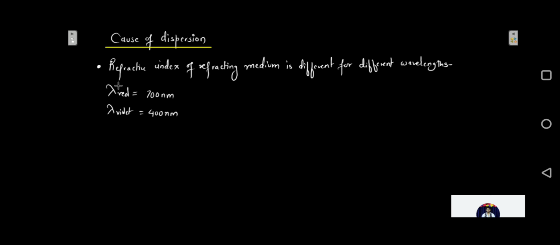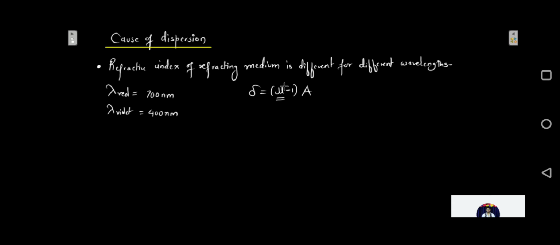Since the refractive index is going to differ, the angle of deviation is also going to differ, because of the relation we have just studied, delta is equal to (mu minus 1) into A. So the angle of deviation depends upon the refractive index. If the wavelength of each color is different, then the refractive index would be different for that particular color.